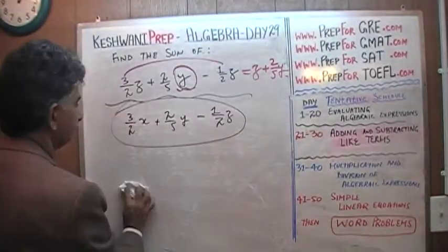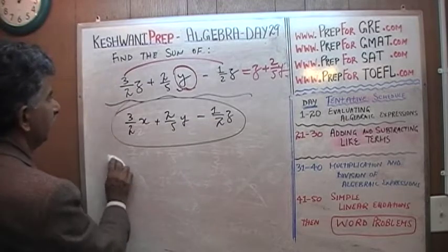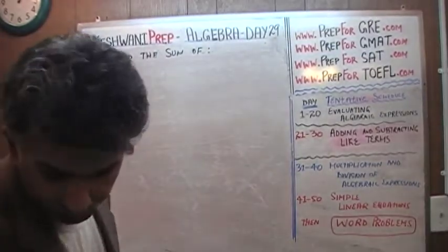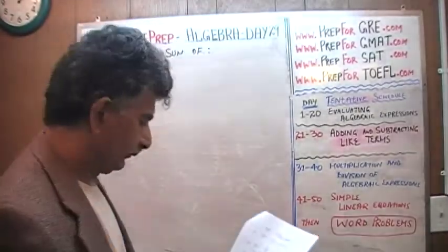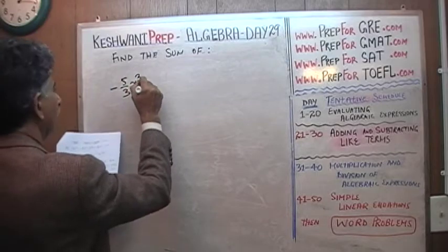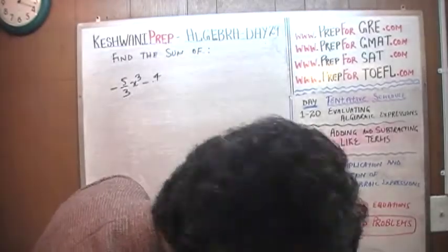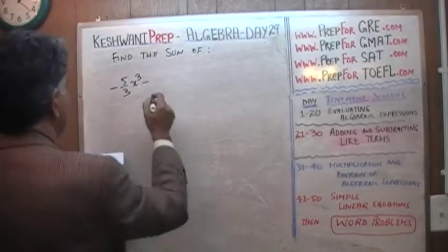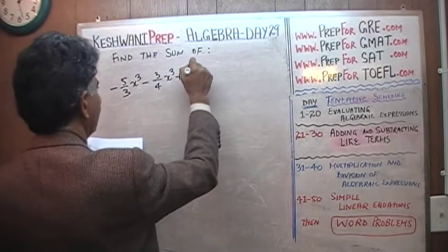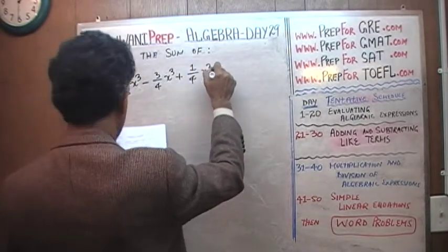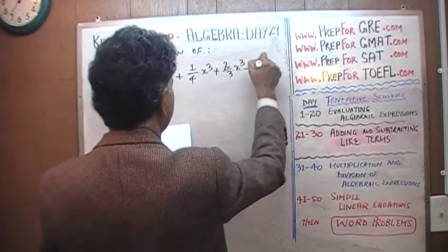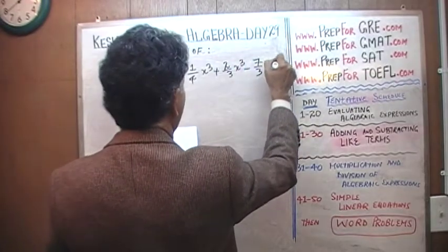Let's do one more problem. I'm going to erase this thing. Minus 5/3 x cubed, minus 3/4 x cubed, plus 1/4 x cubed, plus 2/3 x cubed, minus 7/3 x cubed.